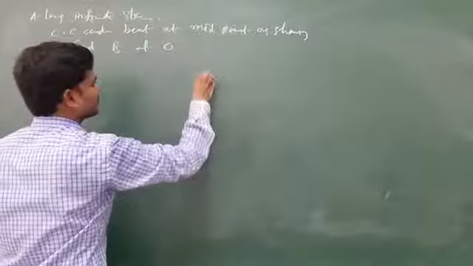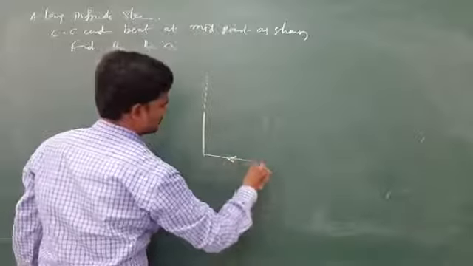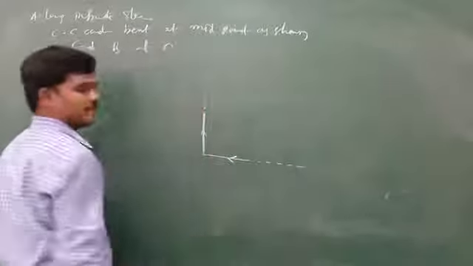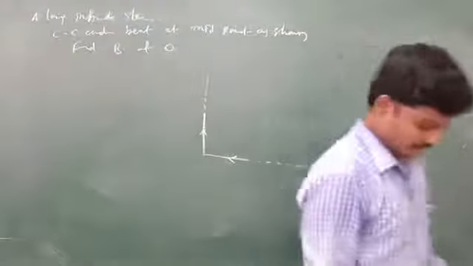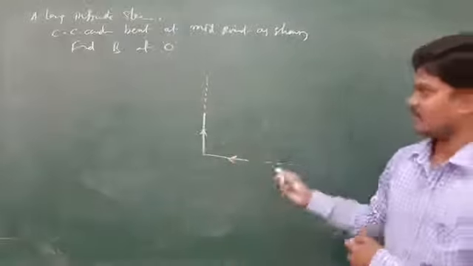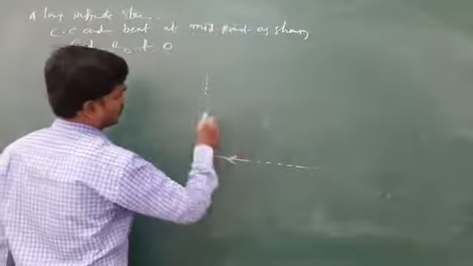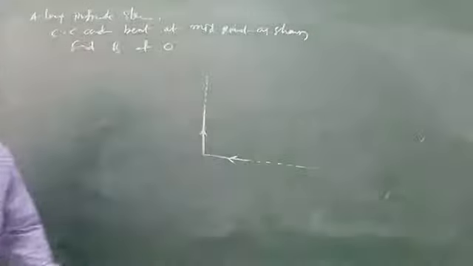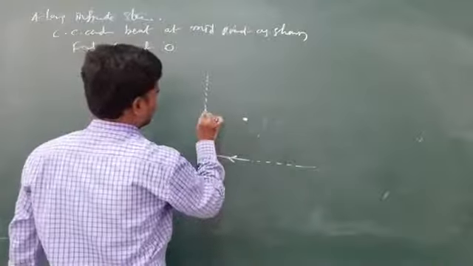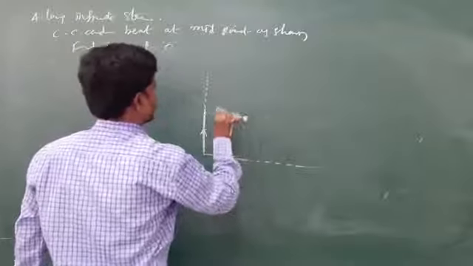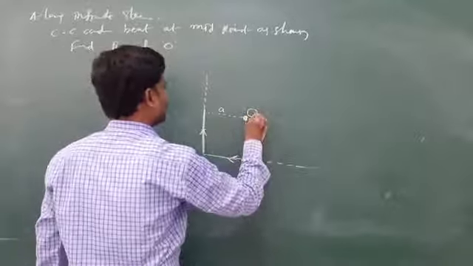See, it is given like this. This is the long, infinite straight current carrying conductor bent at the midpoint. They are asking to find the field at a point O. See, they have given the point O here, at a distance of A. This is also at a distance of A. So the target is to find the field at this point.